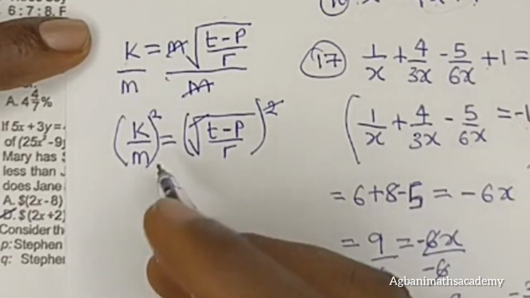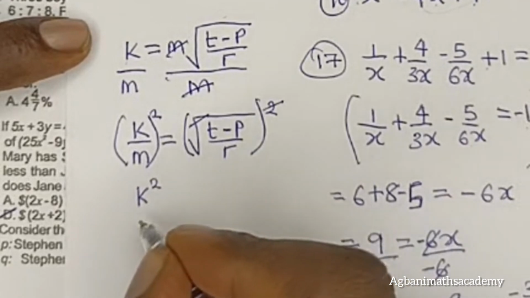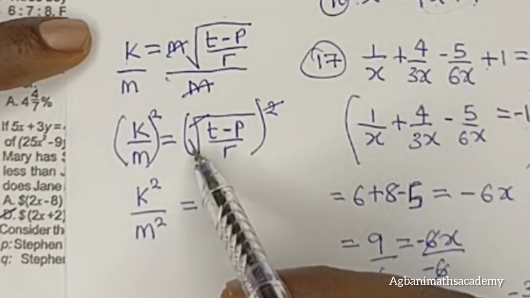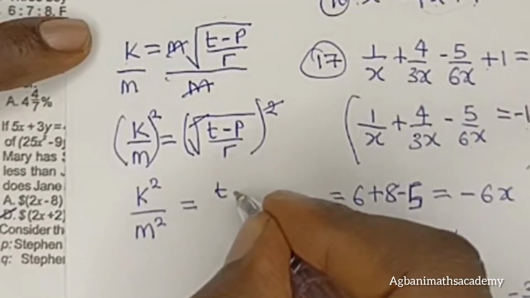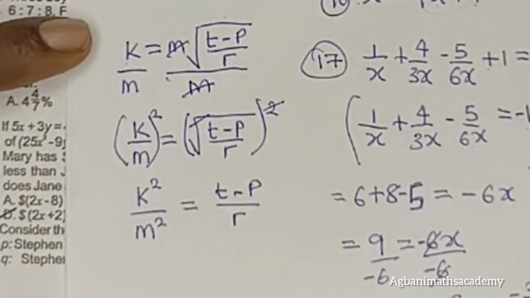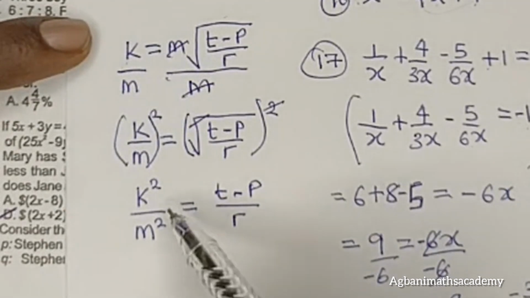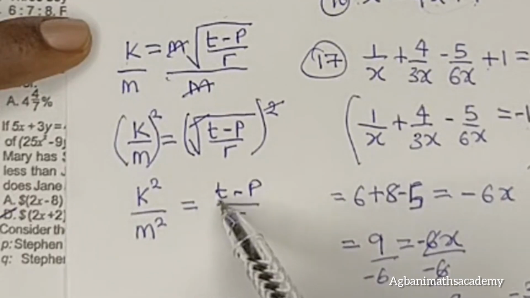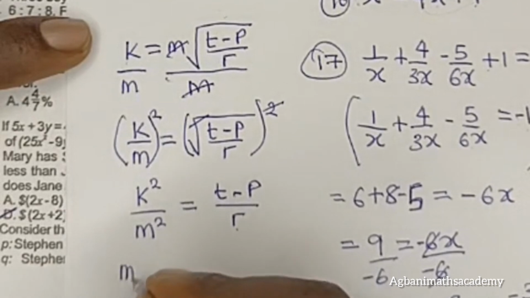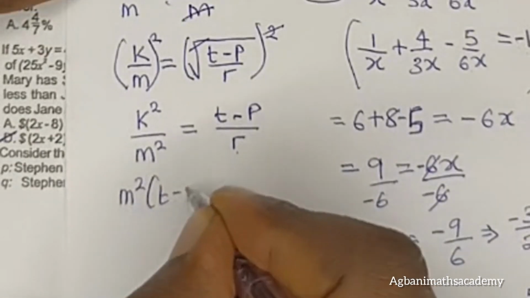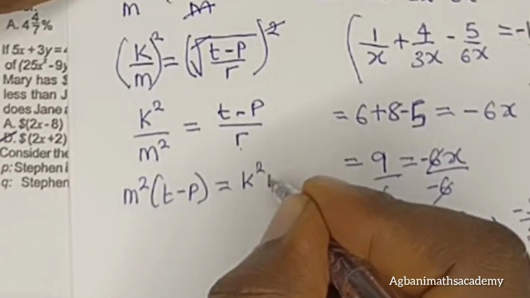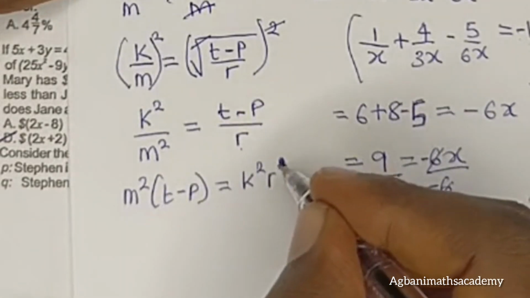But on the left, we have k square divided by m square is equal to, now that the square root has been cancelled out, t minus p all over r. So t is free to an extent. The next thing we're going to do is cross multiply. So k square is going to multiply r, m square is going to multiply t minus p. So m square bracket t minus p is equal to k square r. Sorry, r does not have square.